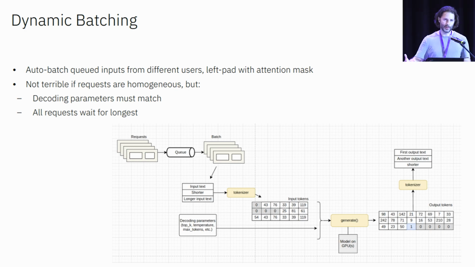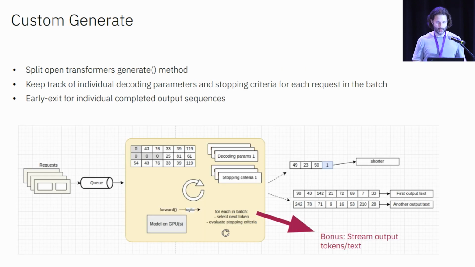The amount of time it takes to run a request is basically proportional to how many tokens the request generates. And also the parameters. If any of you have used some of the hosted LLMs, there are parameters like the temperature and top K and top P and things like that. And if the requests have different parameters, they can't be combined into the same batch using the generate method.